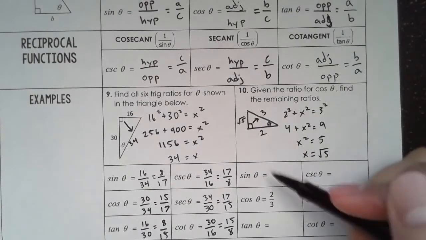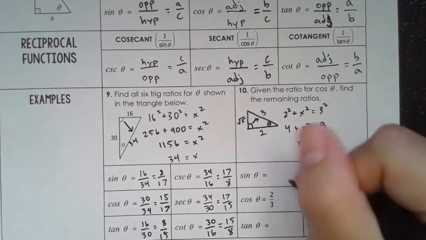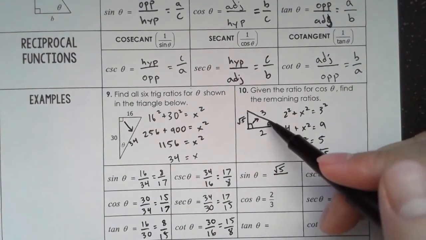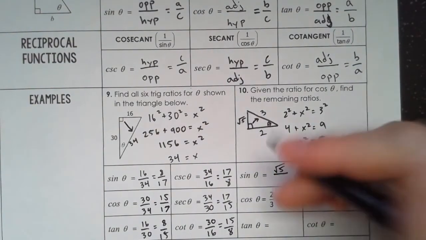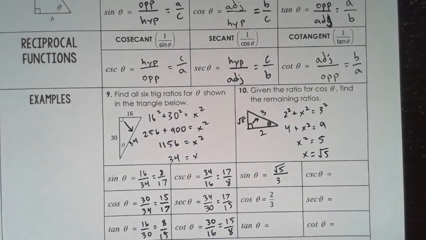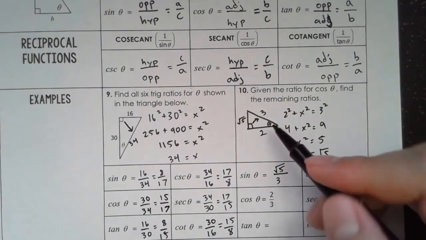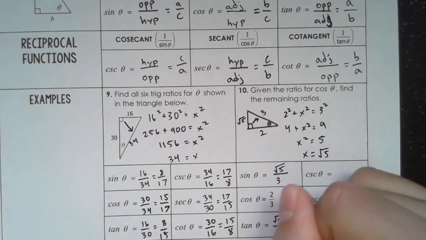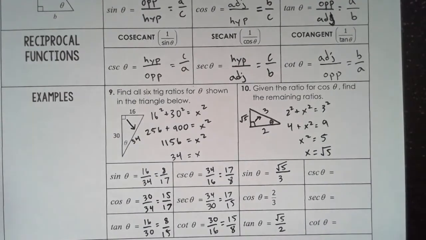So then sine is opposite square root of 5 over hypotenuse 3. I can't simplify that further. Cosine is 2 over 3, and tangent is opposite square root of 5 over adjacent 2. And I can't simplify that further either.